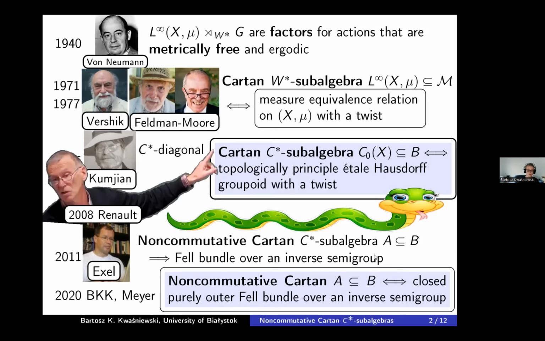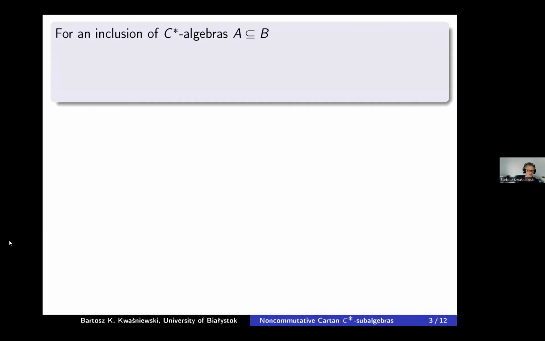So the plan of the talk is as follows. I will recall a bit of this theory, then I will very briefly recall Rui's definition and try to very briefly describe all these conditions that appear here. So what are these purely outer Fell bundles? Okay. No questions. Everything is easy.